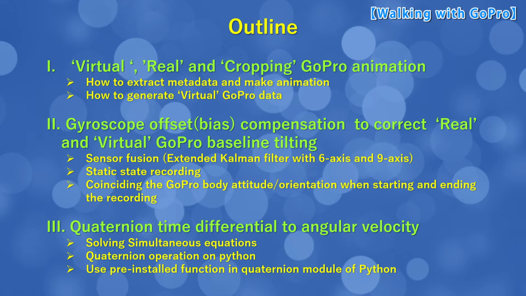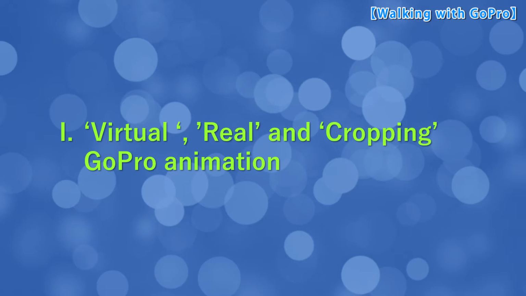In Chapter 3, I am going to talk about how to differentiate the quaternion to the angular velocity. When we correct the angular velocity offset, the angular velocity data are required. In case of virtual GoPro, there are originally no angular velocity data. That's why we need to differentiate the quaternion. Generally speaking, time differential of the quaternion is not so familiar as time integral. Let's get started with virtual, real, and cropping GoPro animation.